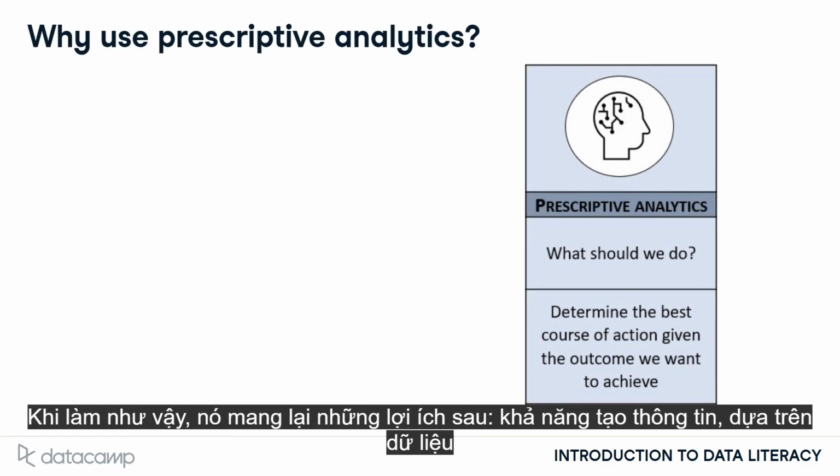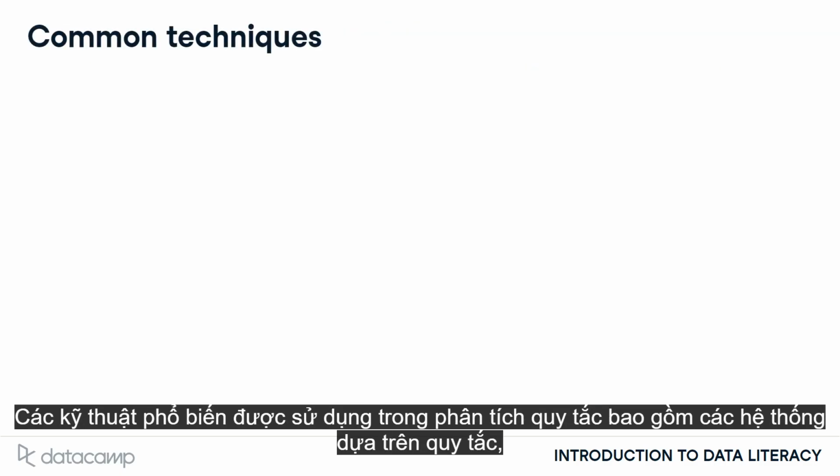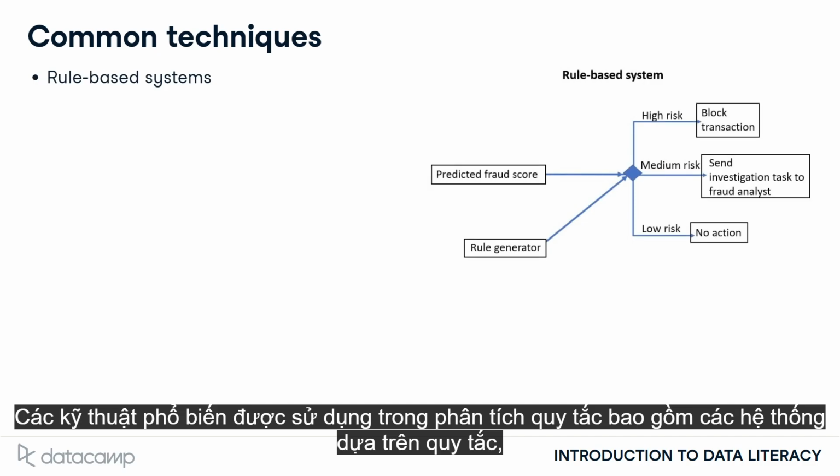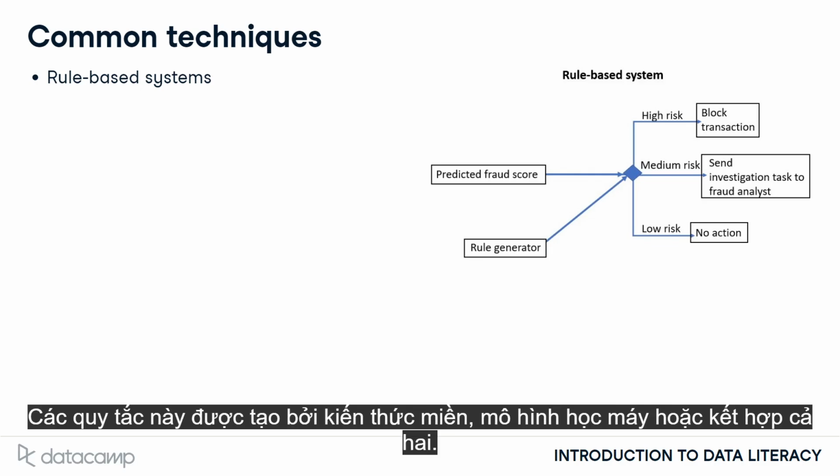In doing so, it provides the following benefits: the ability to make informed, data-driven decisions, optimization of processes, and mitigation of risks associated with particular outcomes. Common techniques used in prescriptive analytics include rule-based systems, which consist of generating a set of rules or decision logic to get to the best outcome. These rules are generated by domain knowledge, a machine learning model, or a combination of both.